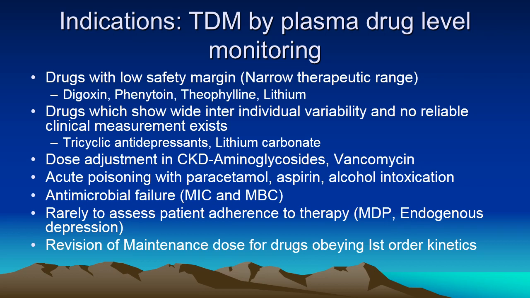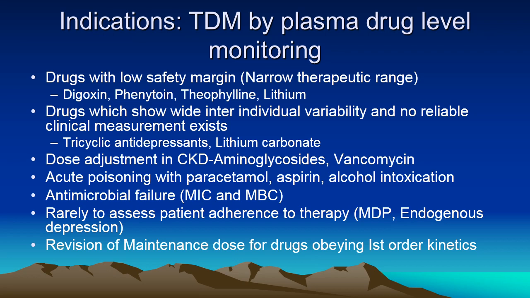Now, what are the indications? Drugs with low safety margin: digoxin, phenytoin, theophylline, lithium. Drugs which show wide inter-individual variability: tricyclic antidepressants, lithium carbonate. Dose adjustments in organ disease, chronic renal disease: aminoglycosides, vancomycin. Acute poisoning with drugs like paracetamol, aspirin, alcohol intoxication.